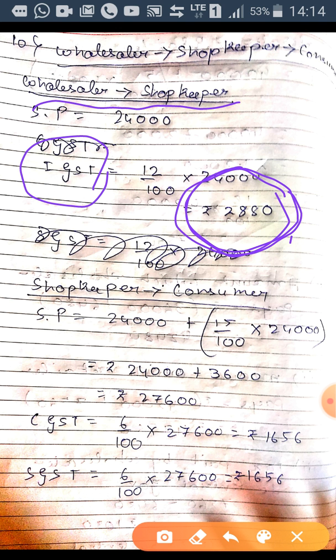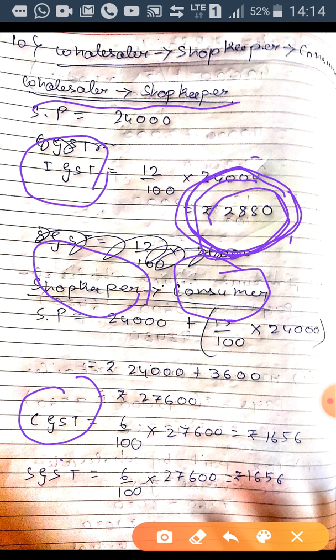Now in the second level of the transaction, when the shopkeeper sells it to the consumer, he knows that he has to recover this 2880 because he is not going to pay this 2880 from his pocket. So what does he get? He doesn't get IGST. He gets CGST and SGST. How much does he get? 1656. So calculate the total of 1656. So how is he going to adjust this now? He has paid 2880. So he is going to subtract.